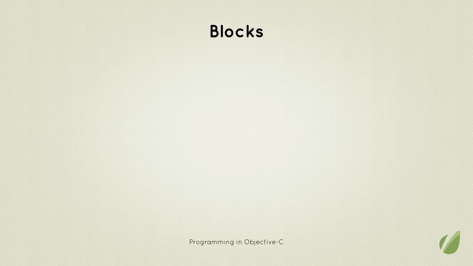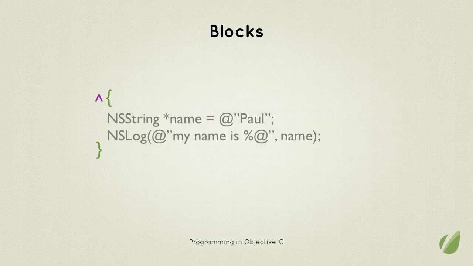We define a block through a special character called caret. Then we open curly brackets and we write our code. For example, we define a string variable called name and we print its value through the NSLog function. In this case, we can see a block as an anonymous function, but how to use it? We have two ways. The first is to use the block directly as a method argument, and the second is to assign a block to a variable and use this variable to refer to the block.